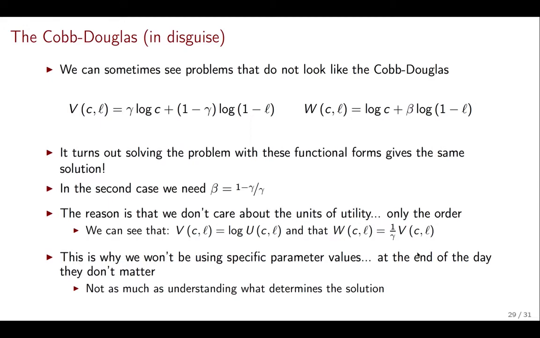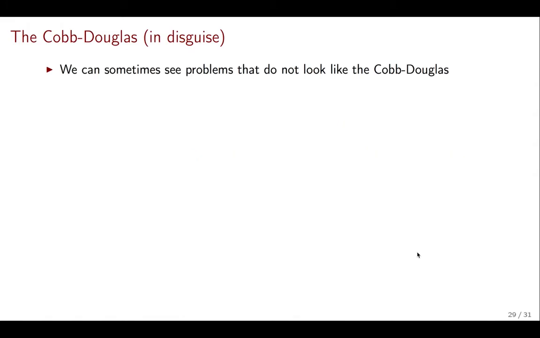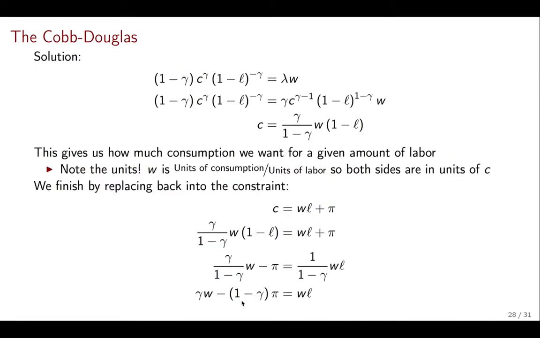And this is really why we don't bother using specific values for the parameters, because at the end of the day, whatever specific value they have, it doesn't matter. What really matters is that we understand how those parameters affect the solution. Put it another way, if you go back here, you want to know what happens when gamma goes up. You can see that when gamma goes up, the value of your desired labor income goes up. And the way that happens is by working more.